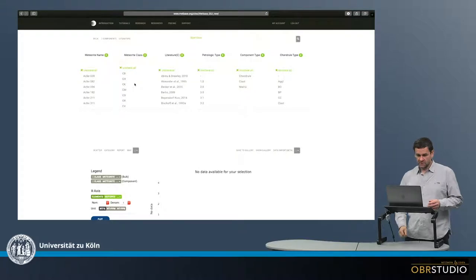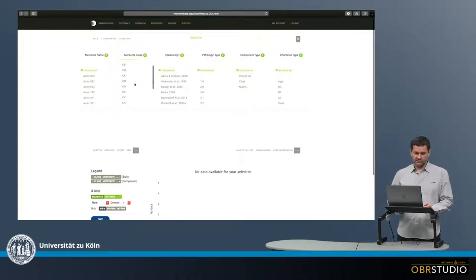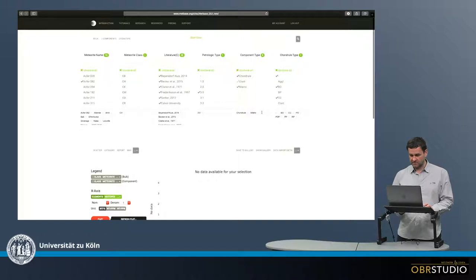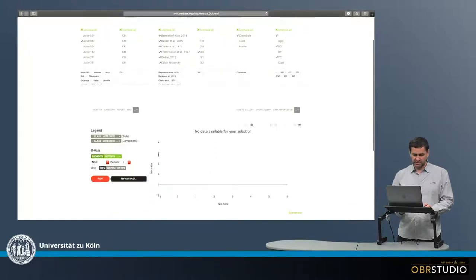And I'll start with, for example, the CV chondrites. So I select the CV chondrites and deselect the clast and matrix, and then use a histogram, so I get a distribution, and as element, say, magnesium.